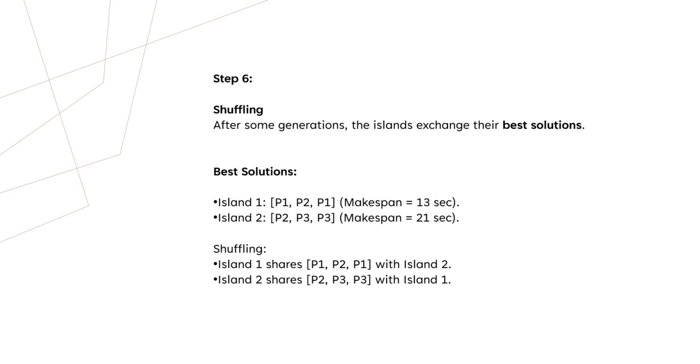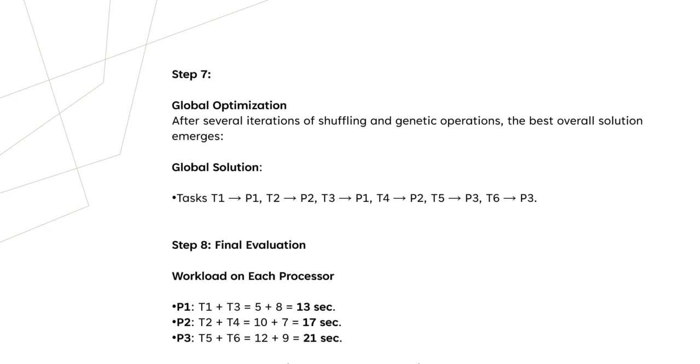So for island 1 we found a solution that is P1, P2 and P1, and for island 2 we have found P2, P3 and P3. The time which they took is 13 seconds for island 1 and 21 seconds for island 2. So now the seventh step will be to optimize these times, which is known as global optimization.